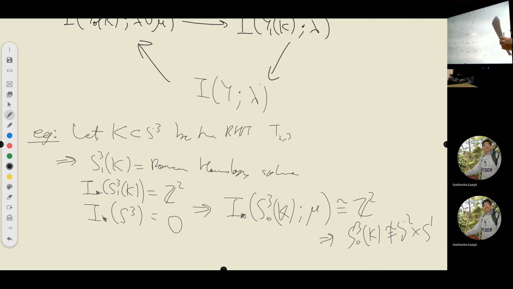So the star is, what is the index? Oh, I think if you look, this is going to be.